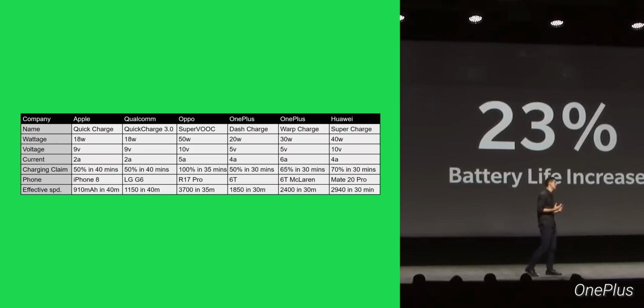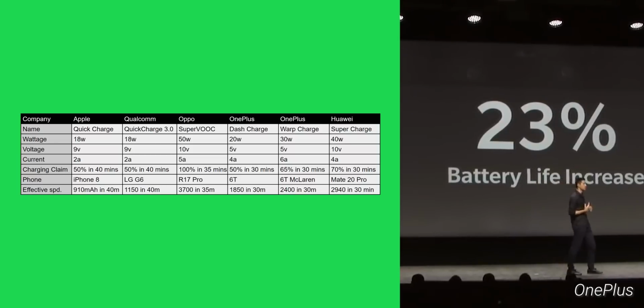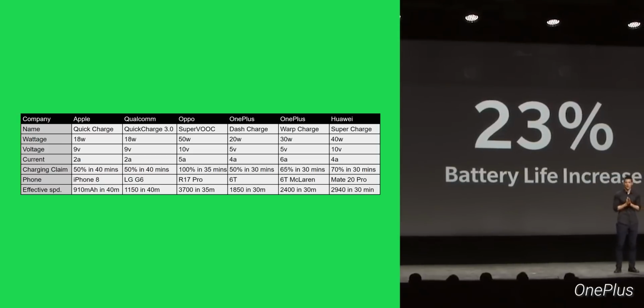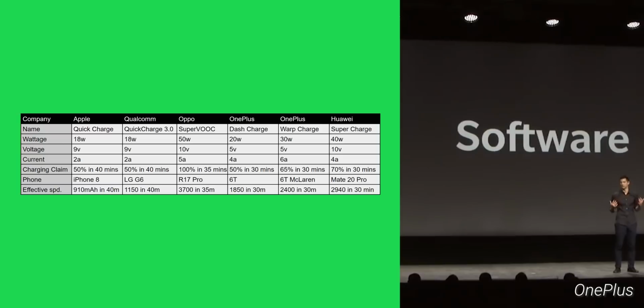Dash Charge is still up there with a 50% drop in wattage, but only due to the drop in current, not in voltage, still able to charge a 6T to 50% in just 30 minutes.